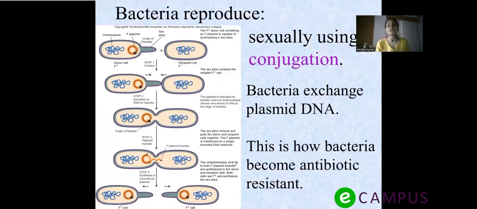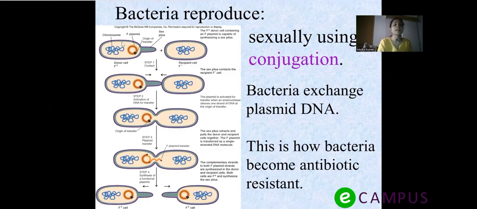Bacteria also reproduce sexually using the conjugation process, right? With the help of the conjugation process, bacteria exchange plasmid DNA. This is how bacteria become antibiotic resistant. By this process, bacteria become antibiotic resistant.